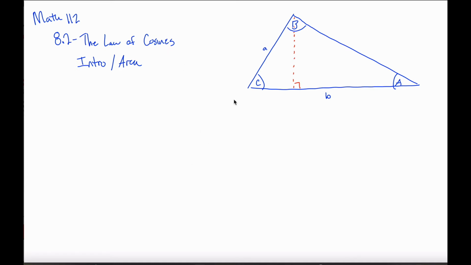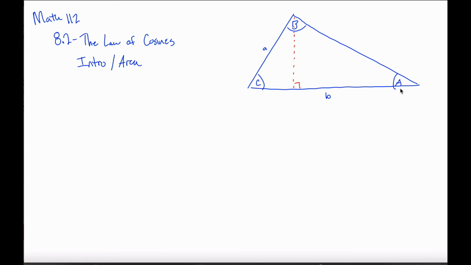Just like the law of sines, I want to show you a little bit about where it comes from, although I'll go over that pretty quickly because that's sort of optional material. I then want to show you how we can use our old area formula and the law of cosines to come up with a new area formula, and then we'll do some examples and we'll be done. So first, let's come up with the law of cosines.